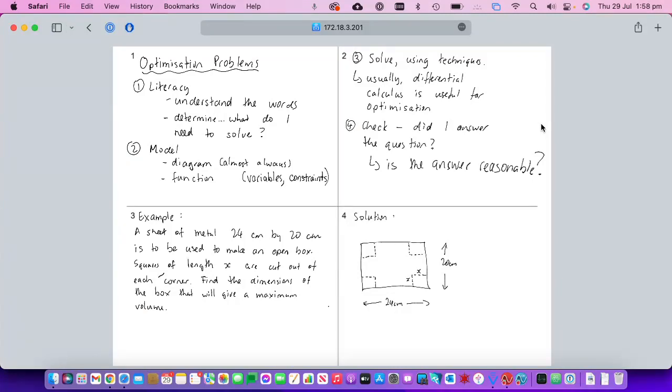Well, what else can I work out? What do I need to know? I'll need to work out the volume. And the volume of a cuboid, of a rectangular prism, is given by length times breadth or width times height. So length times width times height. Do I have the height? Now, this is where you need to use your imagination. If I folded that up, I can see what the height would be. Rose, what would it be? X.